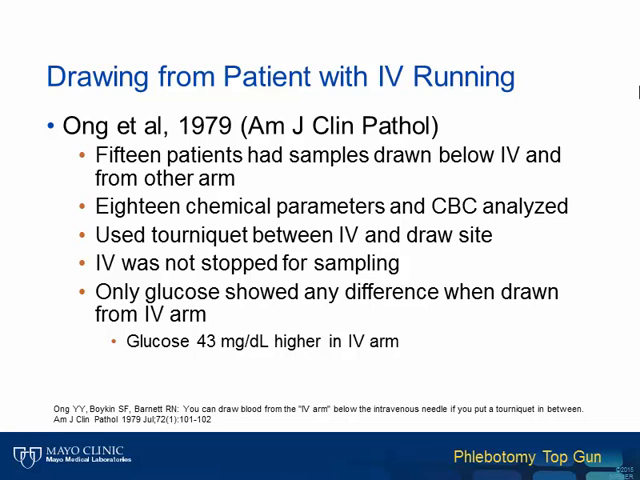For the complete blood count and 18 chemical parameters analyzed, only glucose values showed any difference between the below-the-IV draw site and the draw from the opposite arm. The glucose concentration was quite a bit higher, by 43 milligrams per deciliter, when it was drawn from below the IV site, even with a tourniquet in place, as opposed to being drawn from the other arm.